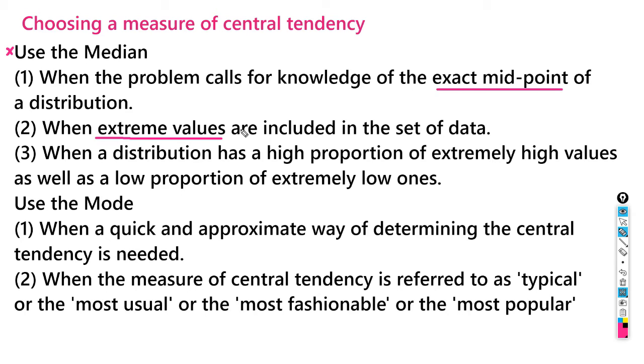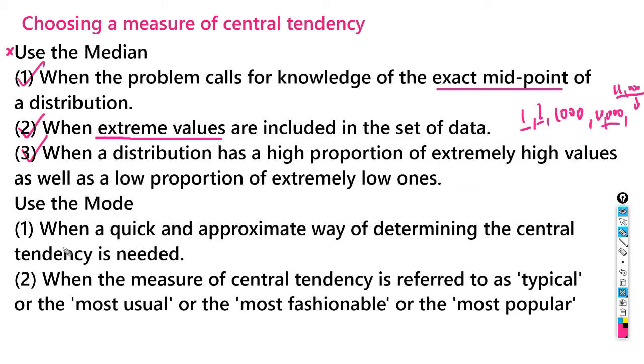So in extreme values, in the case where you have, for example, 1, 2, and then 1,000, and then 10,000, and then let's say 11,000, in this case, you'd want to use the median. And when a distribution has a high proportion of extremely high values as well as a low proportion of extremely low values, meaning the low ones are really low and the high ones are really high, like in this example, then you want to use the median as well. Okay, guys? So I think we got the gist of that.